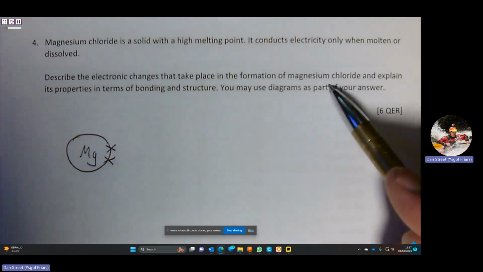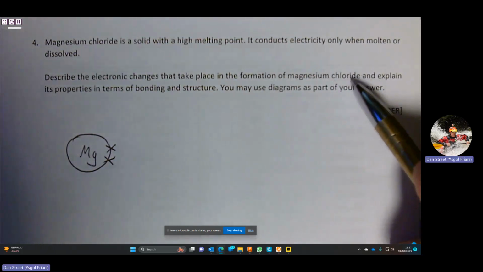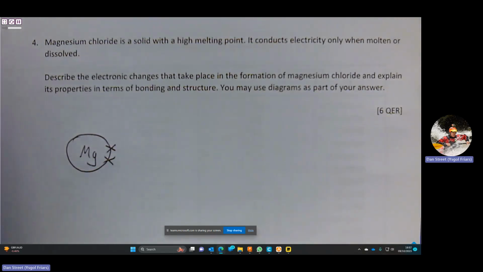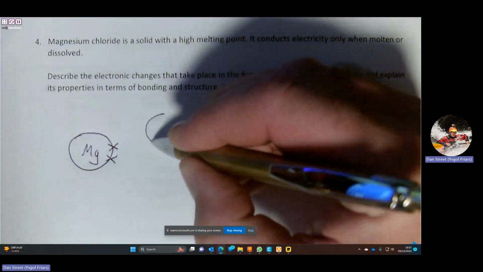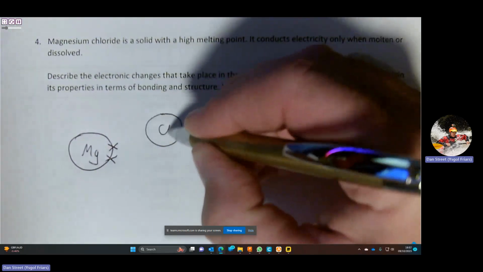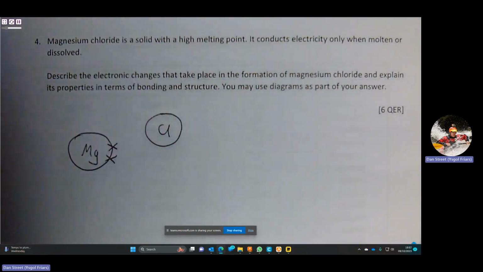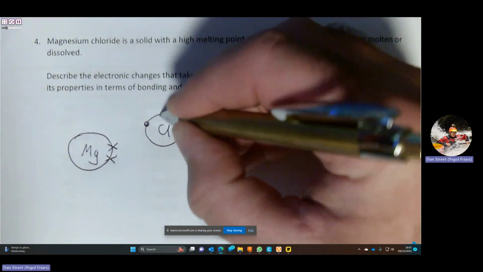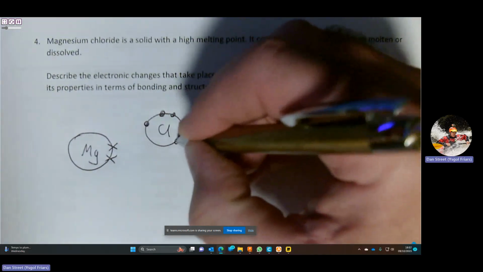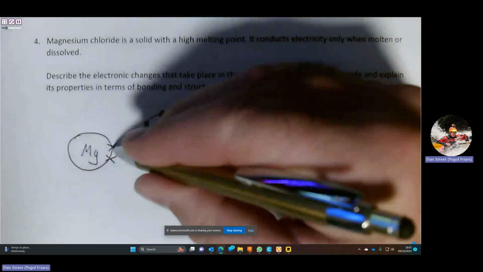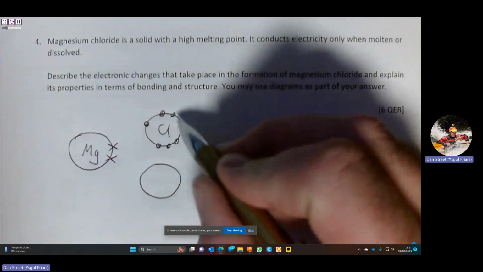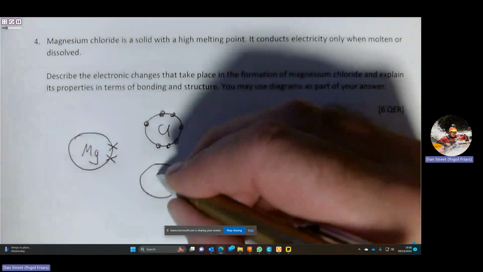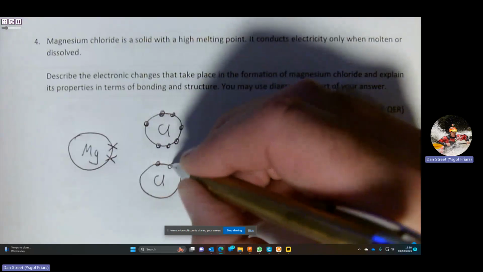Chlorine, the element that makes up the chloride, is in group 7. It has a configuration of 2,8,7. However, for this sort of diagram, we only need to draw the outer shell. As it's got 7 electrons in its outer shell, it requires 1 more. So we'll need to draw 2 chlorines, because each chlorine is going to acquire 1 electron from the magnesium. Let's double check: 1, 2, 3, 4, 5, 6, 7 electrons. And the same for this chlorine here.